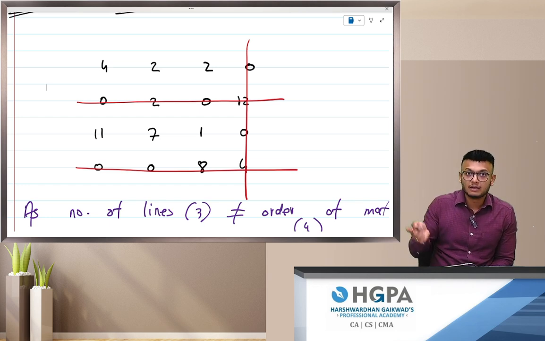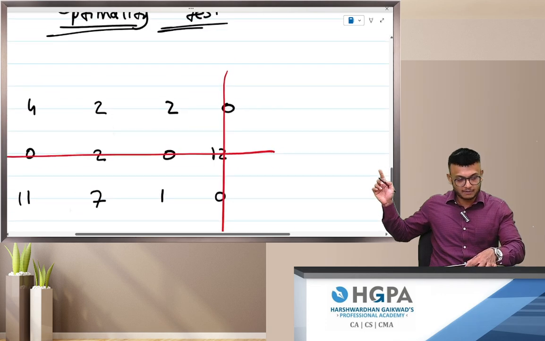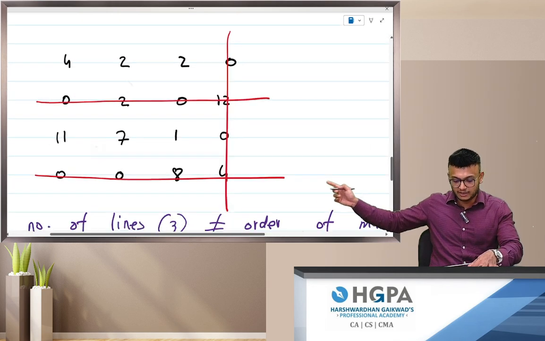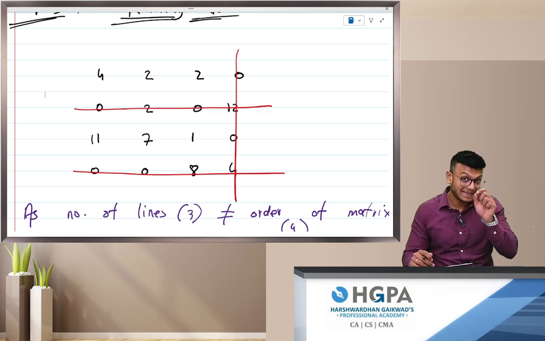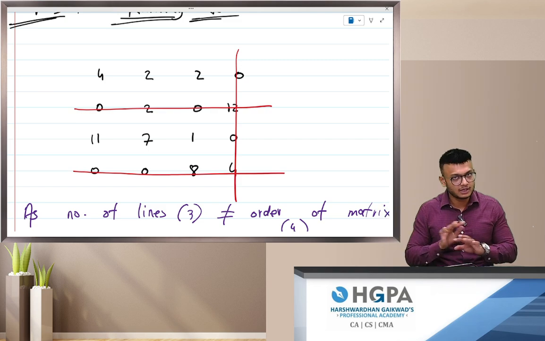Take this number and add it to the intersection. I'll repeat it again: select the least number from the uncovered, that is 1, and add it to the intersection. This is your intersection, by the way, and this one is also an intersection. You have to add 1 over there. And you have to subtract it from all the uncovered elements. Wherever 4, 2, 2 is there, you have to subtract from there. And wherever a line is there, don't touch that. So 0, 2, 0, 0, 0, 8, don't touch that also.